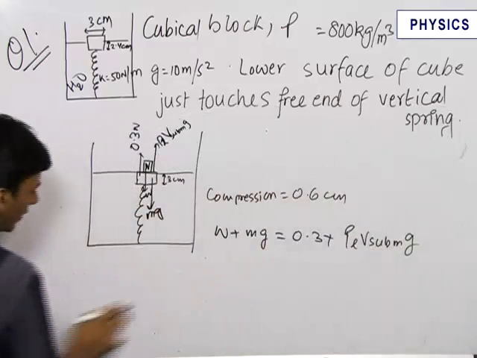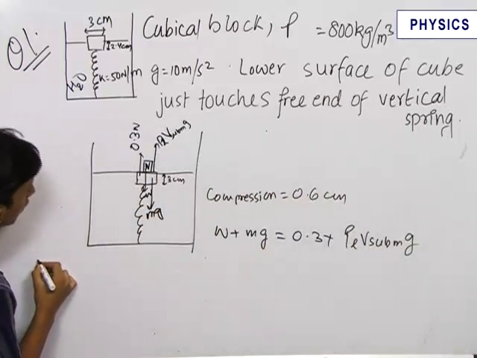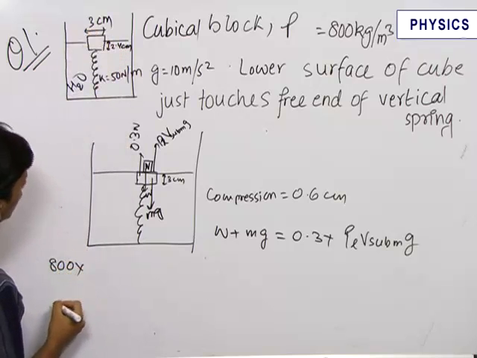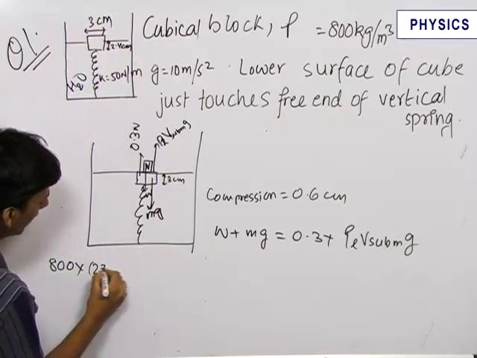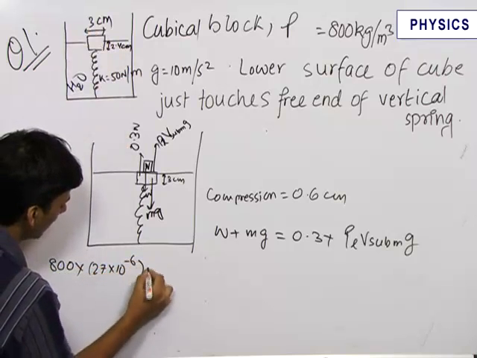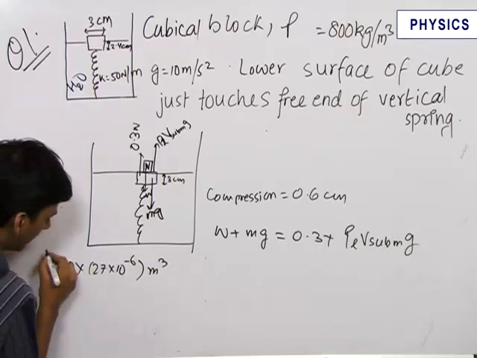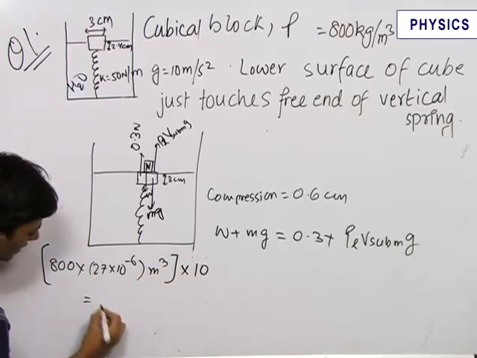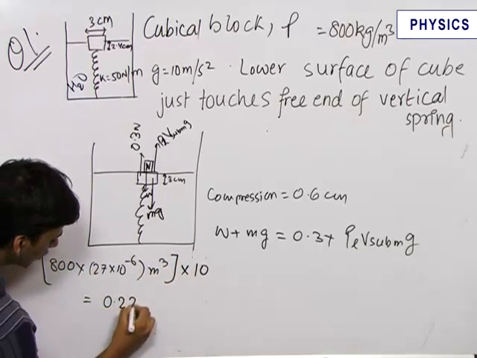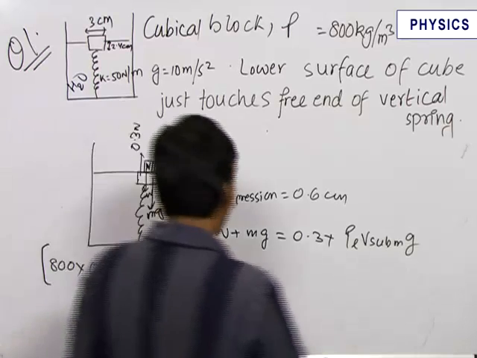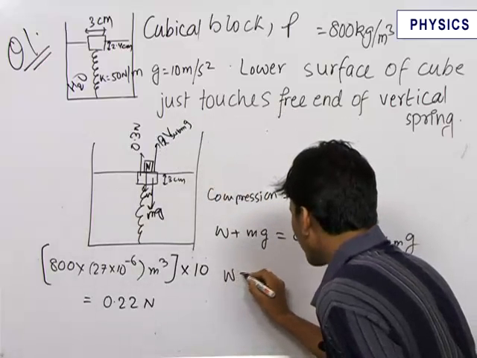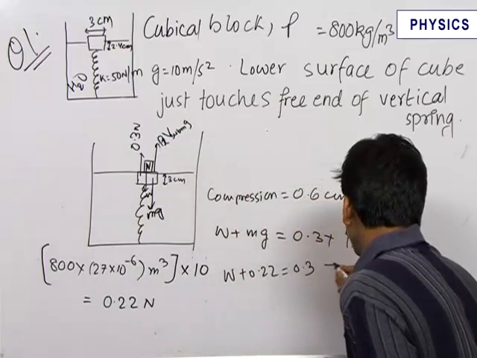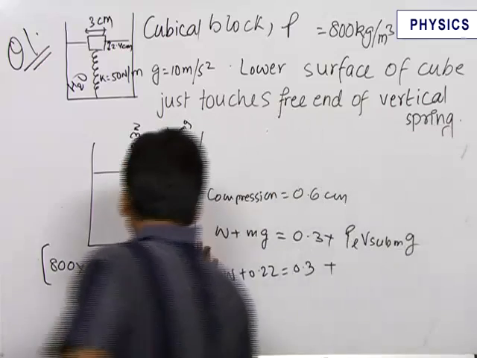Let us calculate mg first. The mass of the object is equal to the density into the volume, that is 800 into volume, which is 27 into 10 raised to minus 6 meters cube. This is the mass of the object, multiplied by 10. So this gives us the weight of the object, that is equal to 0.22 newtons. So we substitute 0.22 over here: 0.22 is equal to 0.3 plus rho liquid V submerged into g.